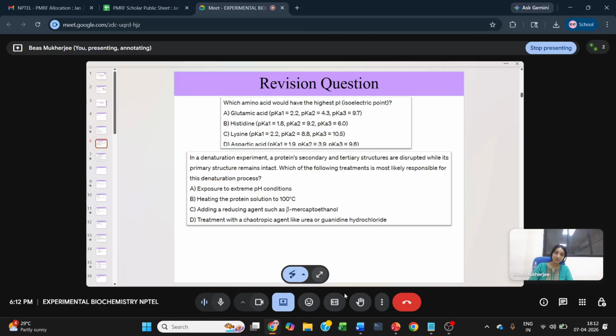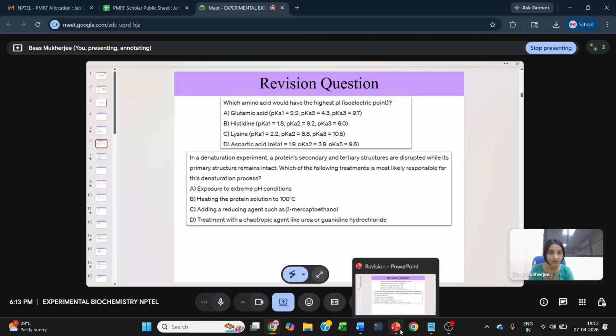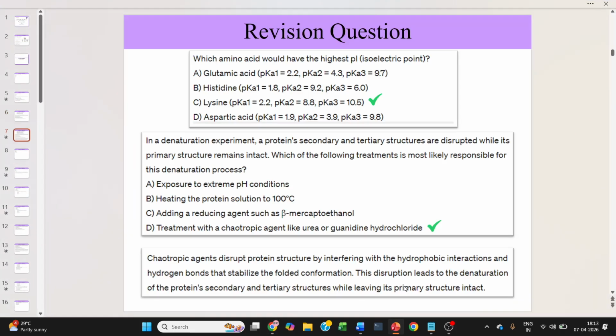Exposure to extreme pH conditions, heating a protein solution to 100 degrees centigrade, and then adding a reducing agent such as beta-mercaptoethanol, treatment with a chaotropic agent such as urea, guanidine hydrochloride, etc. Right, so which of these would be responsible for totally breaking the secondary and tertiary structure while the primary structure remains intact? Okay, so let's look at the right answer.